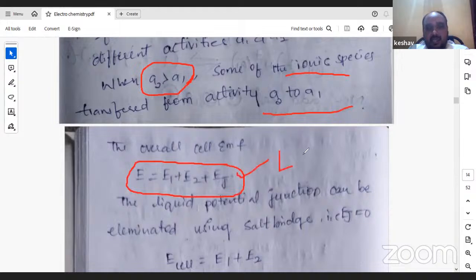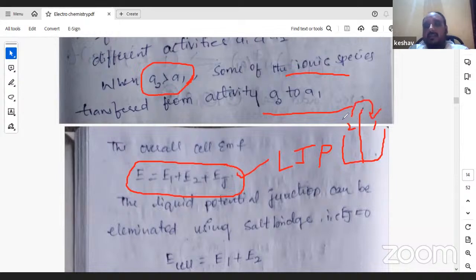EJ can be written as liquid junction potential. As we said yesterday, whenever the ionic species is transferred from one electrolyte solution to another electrolyte solution, what does LJP mean? Here I am going to draw. These are the two solutions which are separated. This is A2 and this is A1. So the ionic species is transferred from A2 to A1.